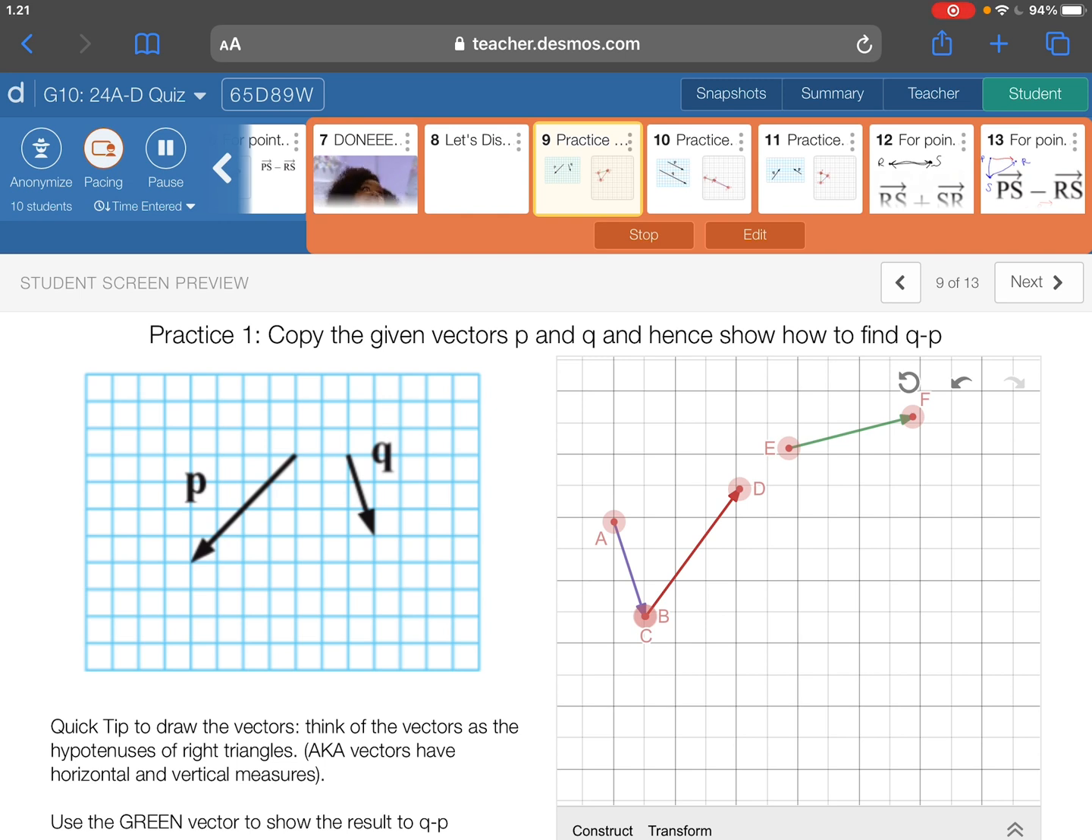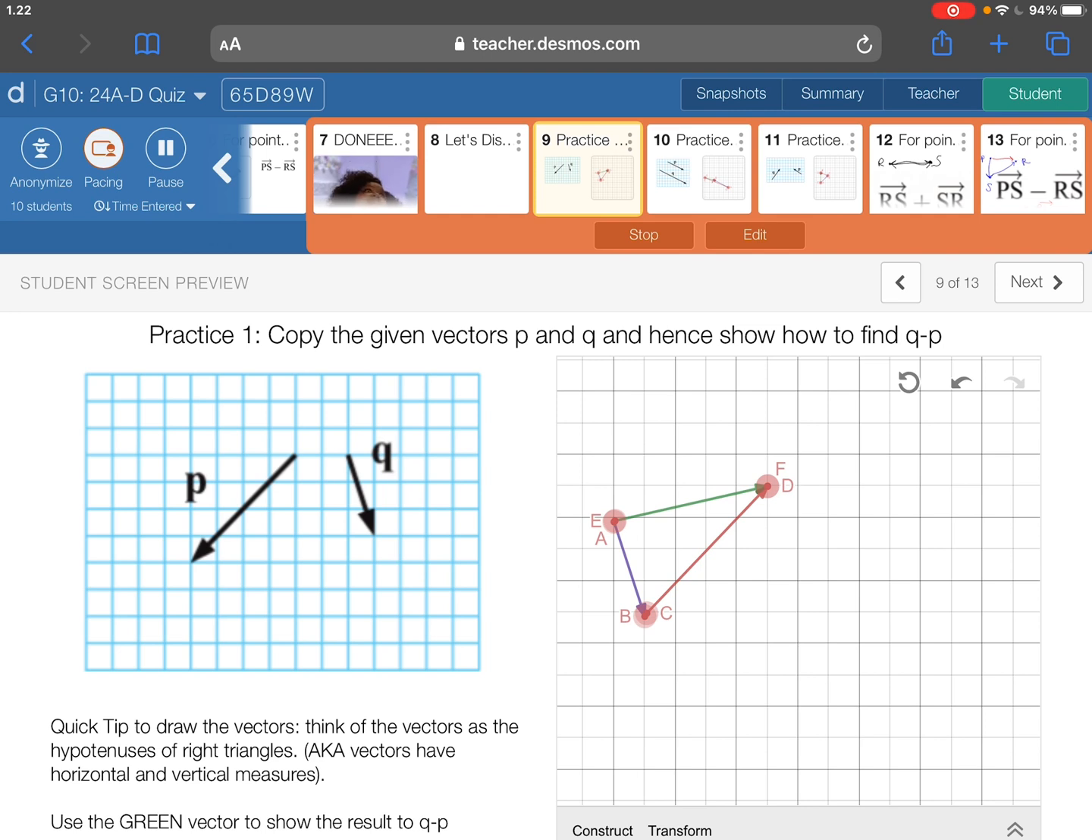So 1, 2, 3, 4. 4 on the horizontal component. 1, 2, 3, 4. Okay, 1, 2, 3, 4, and then up 1, 2, 3, 4. Correct. Alright, so that means this is our answer. The answer starts from where we started, which was point A, so we extend it to point D. So that should be your answer.